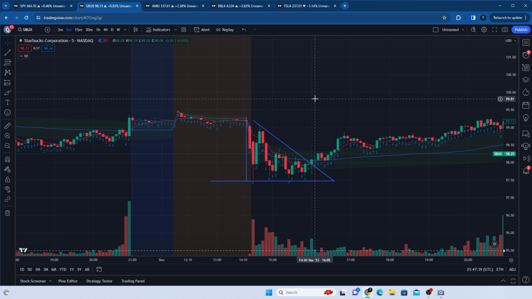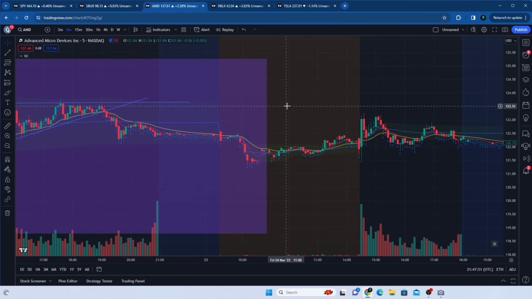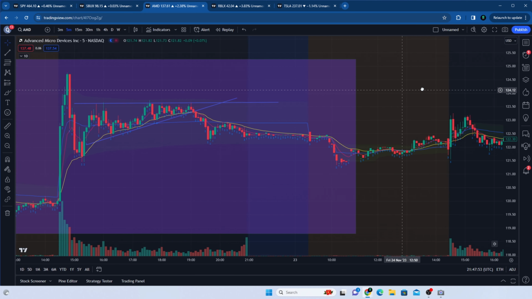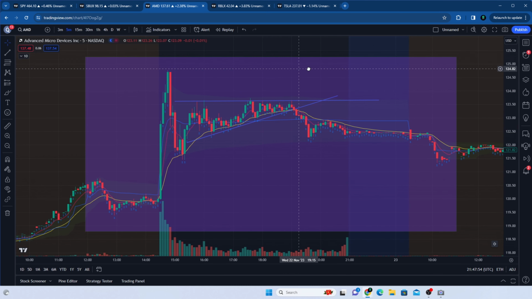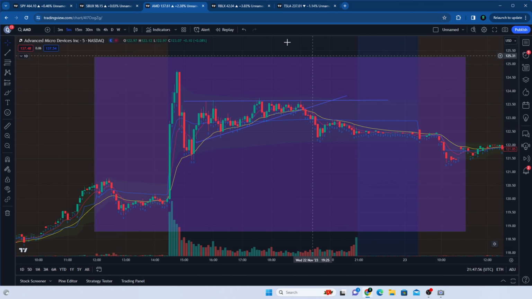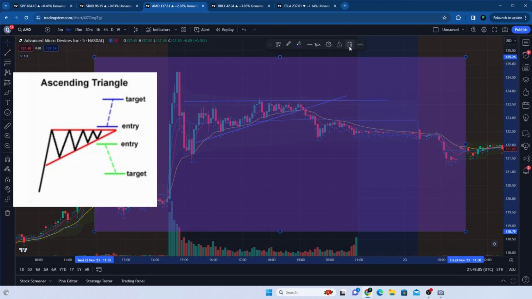Now, I hope you learned how to play a descending triangle because this was perfect. Now, without further ado, let's go over to the what? Guess what? Ascending triangle. Now, the ascending triangle is going to be the exact opposite, as you can imagine. So far we've done bull flags, bear flags, double bottoms, double tops, descending triangles, and now we're on ascending triangles.